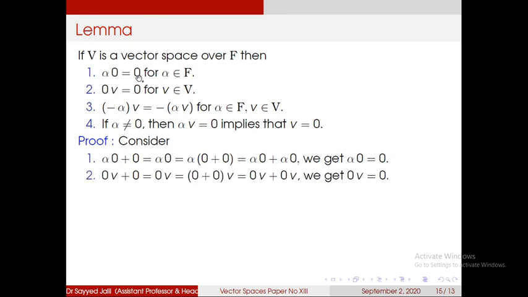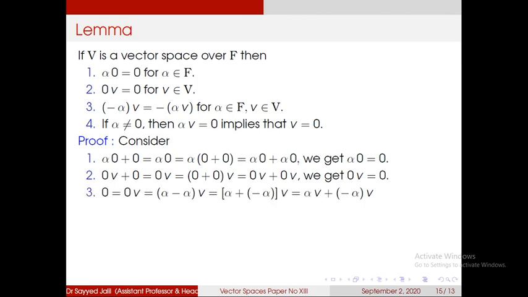The second property: 0 times v plus 0 is equal to 0 times v. Why? Because 0 is again the additive identity in V. And we can write 0 as 0 plus 0, and by the vector space property we have 0v plus 0v. So by the left cancellation law we got 0 v equal to 0.